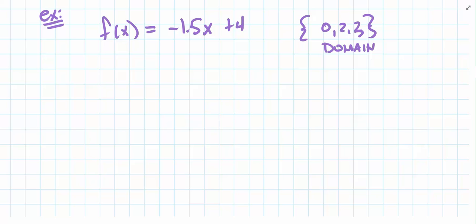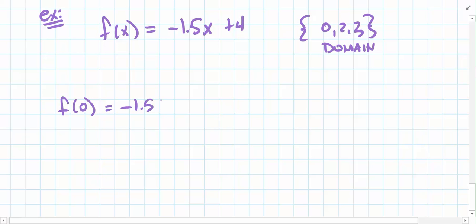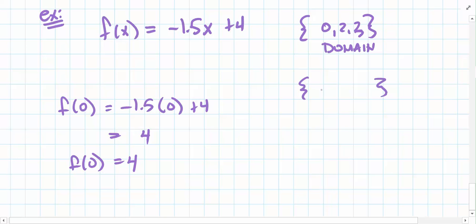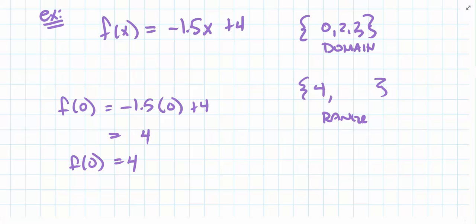You plug each of those in. Right, exactly. So I'm going to figure out f of 0 is equal to negative 1.5 times 0 plus 4. Well, that's just 4, so f of 0 is actually equal to 4. Therefore, the first element in my range is going to be 4. How do I get the second element in my range? I plug in a 2 and I plug in a 3. Go ahead and fill in the other 2 elements of the range right now. Do you guys get 1 and then negative 1/2?